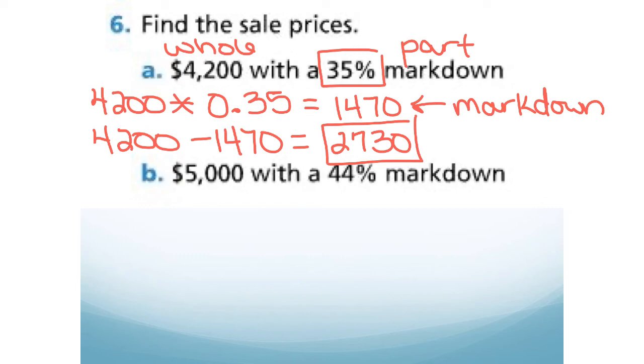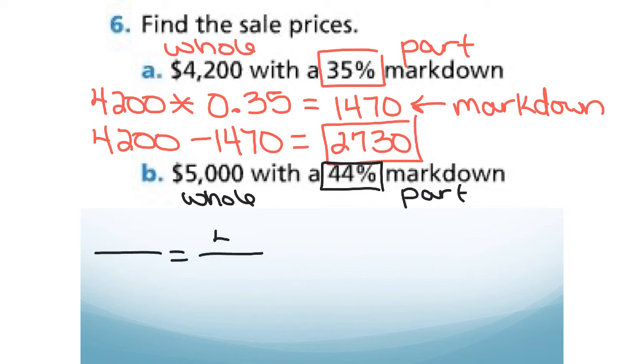And the same thing, the $5,000 is going to represent the whole. I have a percent, and I'm looking for my part. I'm looking for my markdown. So as I set up my equation, my 44 immediately goes over my 100, and the 5,000 goes on the bottom of the other side to represent my whole because it's my original price. And I am looking for the part.